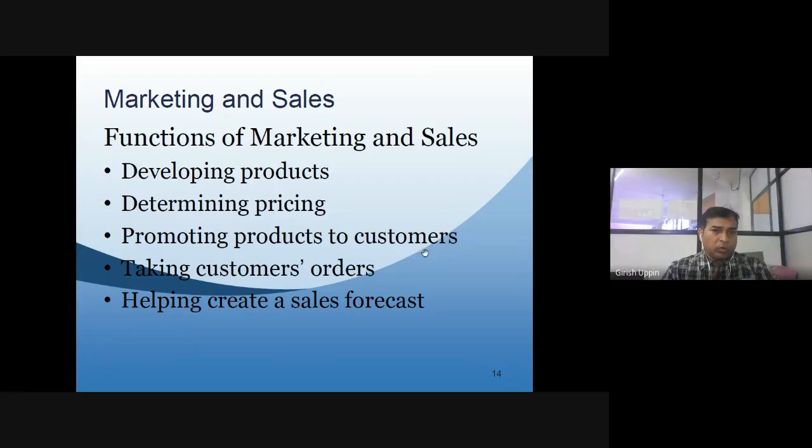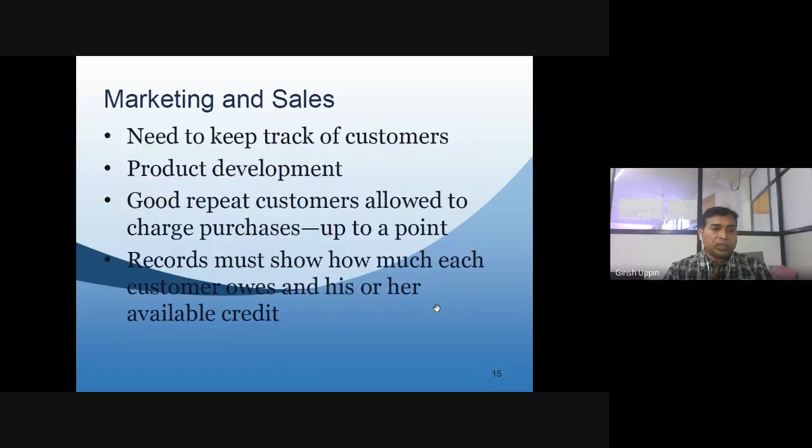So one of the main functions of the marketing and sales functional area is to promote its product, taking customer orders, and helping create a sales forecast. So they will be taking the customer orders and doing the sales forecast. How much sales is going to be in the near future? It could be based on weeks, or on months, or on a yearly basis.